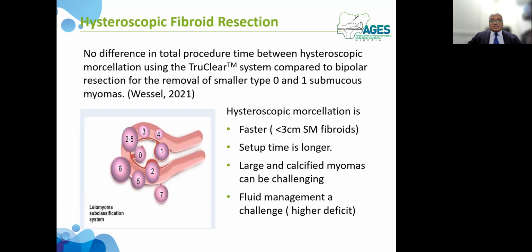Hysteroscopic morcellation is faster, especially for small fibroid. However, the setup time can be longer and is of limited use in large and calcified fibroid. Fluid management can be a challenge, not due to perforation, but due to poor collection.